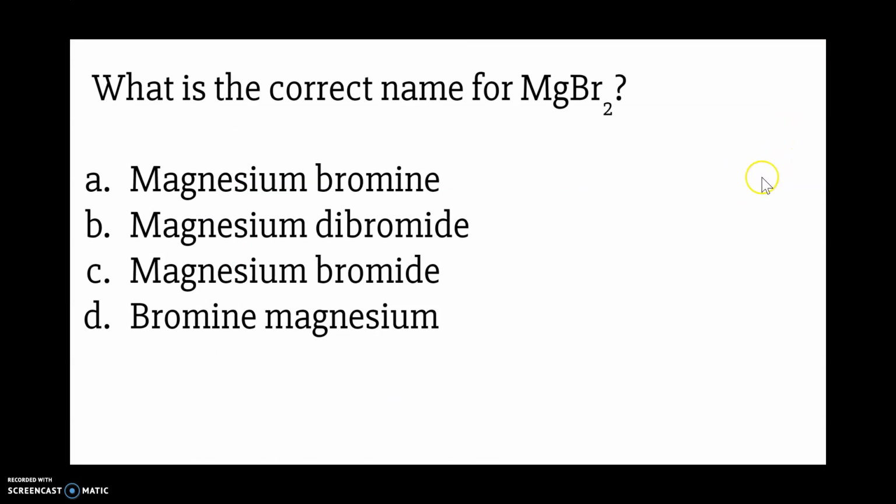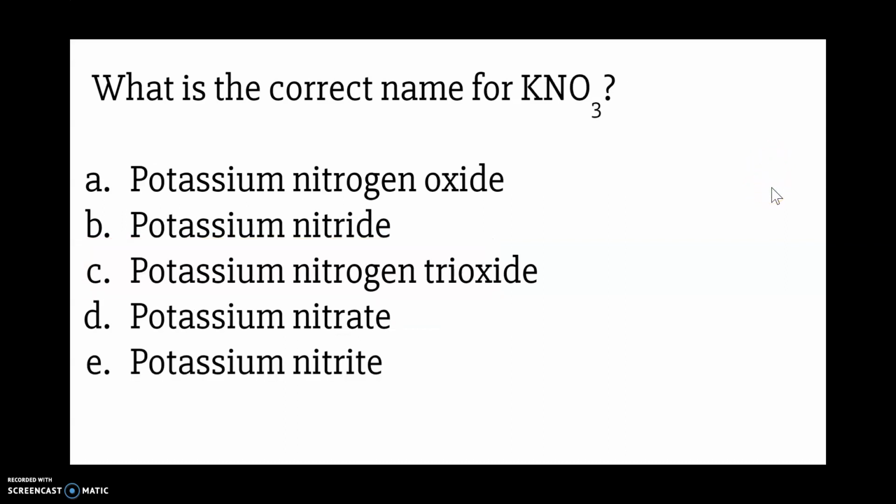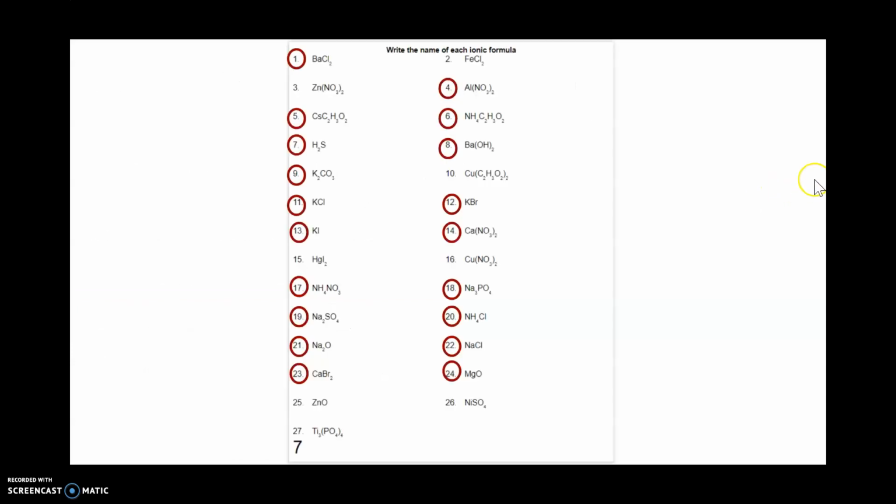Okay, so just pause the video, take a moment to check what you think the correct name for MgBr2 is. Okay, good. I hope you got C. It's magnesium bromide. Let's do another one. Again, pause the video. Okay, on this one, it is D, potassium nitrate. Okay, on your homework on page 7, all the ones I've circled here, you can now do from what we have done.